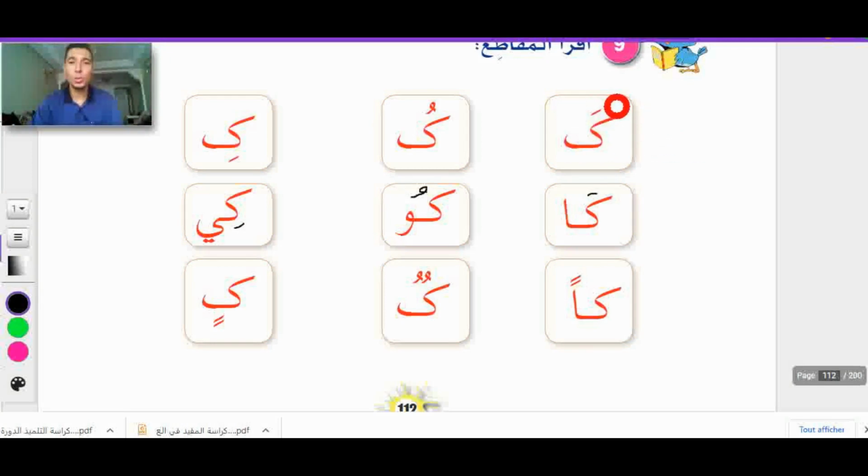So we've said that with a fatha it's ka, with the damma it's ku, and with the kasra it's ki. Now with a fatha and alif, it's ka. With damma and waw, ku. And with kasra and ya, ki, like the key, the keys.